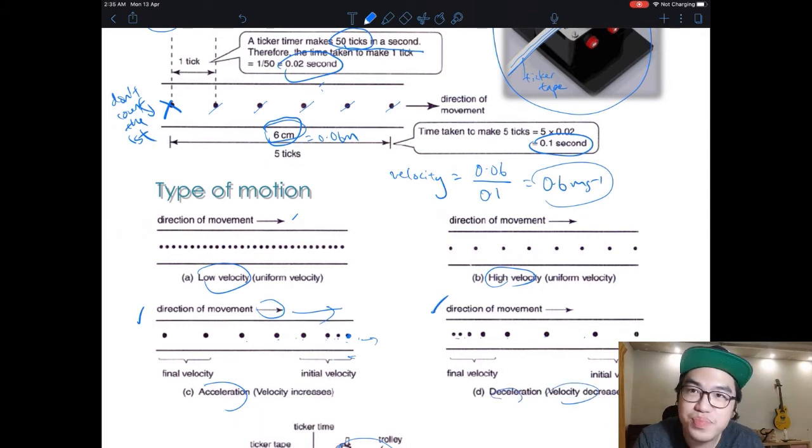Please look at the arrow. Please look at the arrow. See where they pull the tape. If they pull it, like in this case, they pull it to the right, so you start from the right. I hope this makes sense.